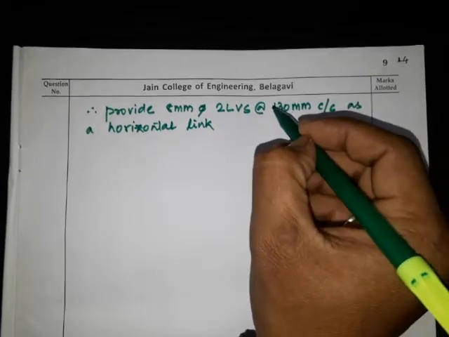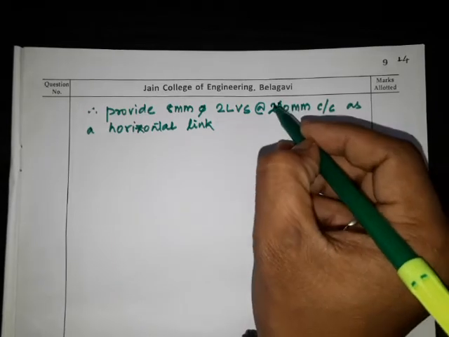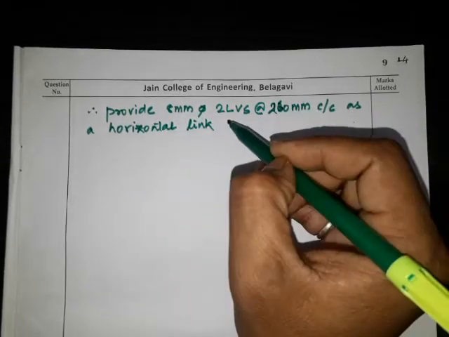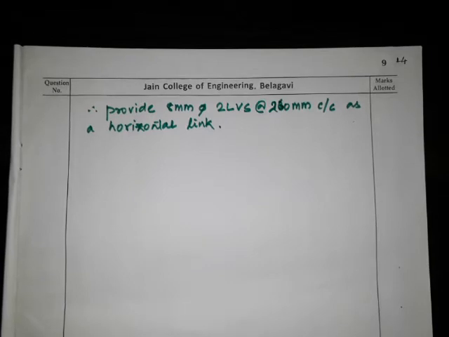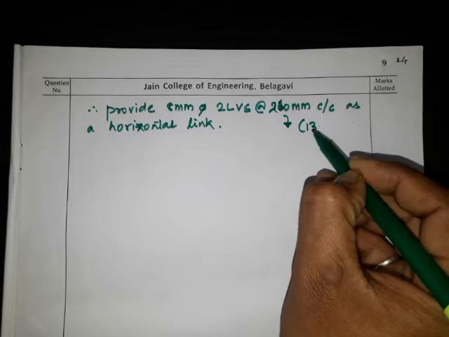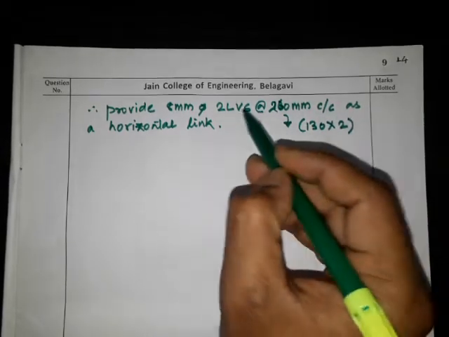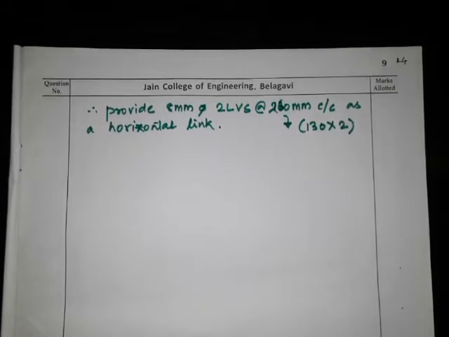So here it should be 260, sorry, because we are providing 2 LVS, so the spacing will be double. So 130 times 2, so provide 8 mm dia 2 LVS at 260 mm center to center as a horizontal link. 130 is for single dia, so for 2 LVS it will be 130 times 2, so 260 mm center to center. Understood? So this is regarding the connection between counterfort and upright slab.